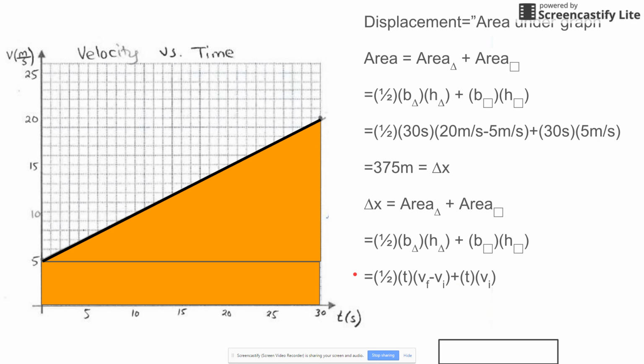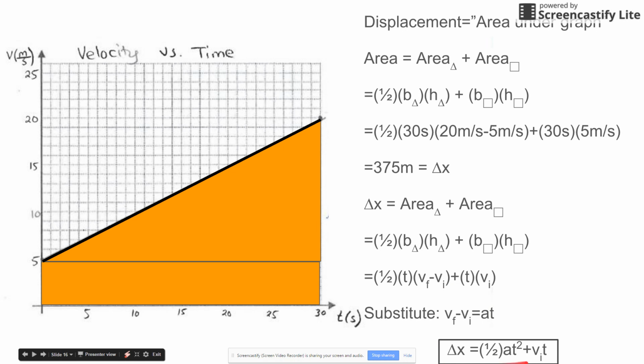This is not the form that you'll typically see the equation in. Typically, people will take the other equation that we had and rearrange it a little bit and plug this in. So they'll take VF minus VI and substitute it with A times T. And the final form of the equation that we're going to use in class is our classic equation down here. That displacement is equal to 1/2 times the acceleration times time squared plus initial velocity times time.